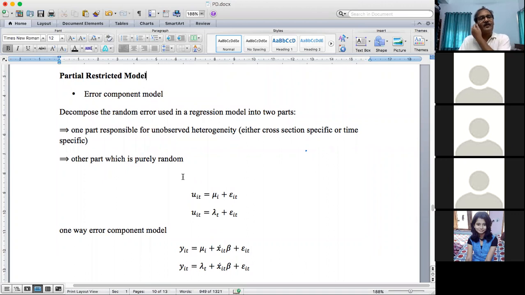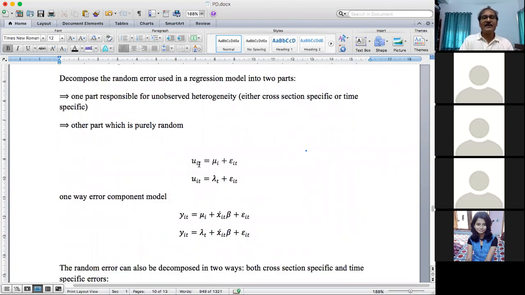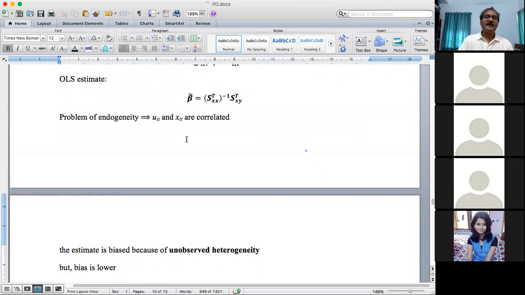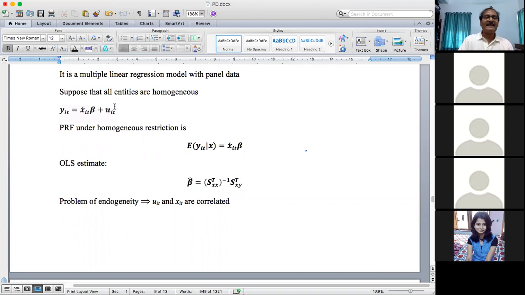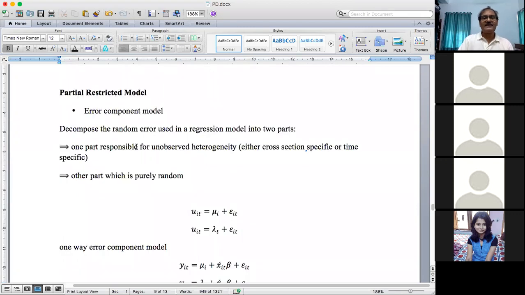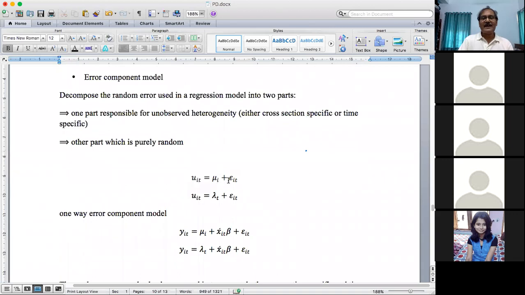So in an error component model, first of all, we have to decompose the random error into two parts. One part is responsible for unobserved heterogeneity, and this unobserved heterogeneity may be involved in the cross-section unit or in the time dimension. And another part is purely random. Just look at this simple expression. U_it was the random error in the multiple linear regression model. Now we are decomposing this U_it in this way: U_it equals mu_i plus epsilon_it, or U_it equals lambda_t plus epsilon_it.